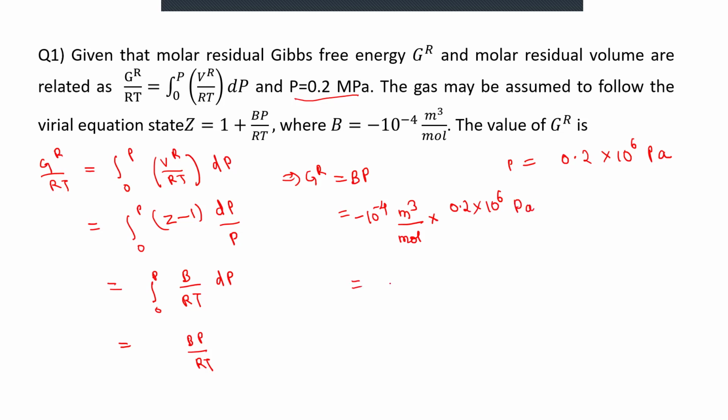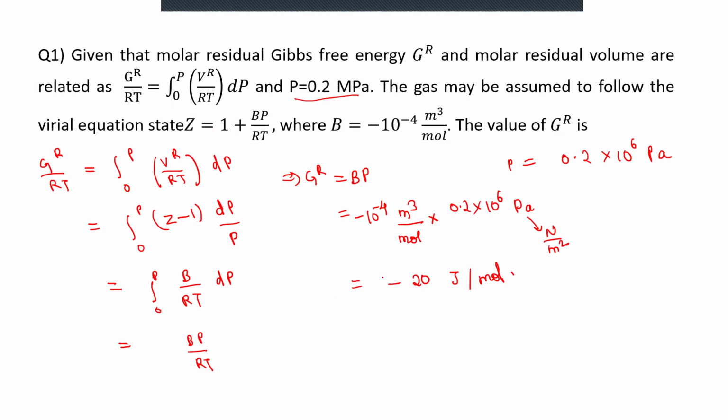So which gives us minus 20 Pascal into meter cube. So this is Newton per meter square, right? Pressure unit. So we get Newton meter. Newton meter is generally work, which is expressed as joule. So joule per mole. Right? I think it's clear now. So we have a relation for Z, and that's how we have found GR by RT.